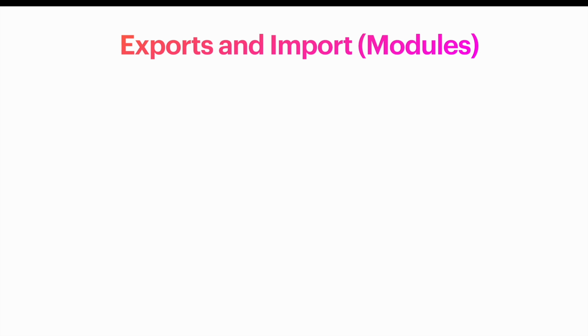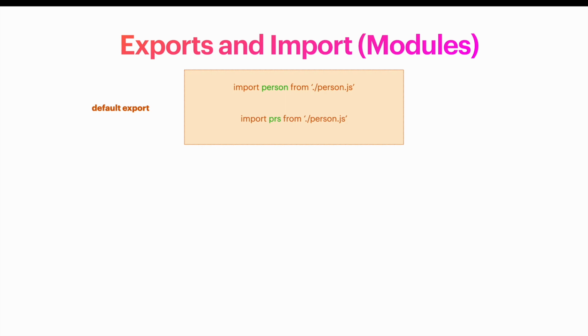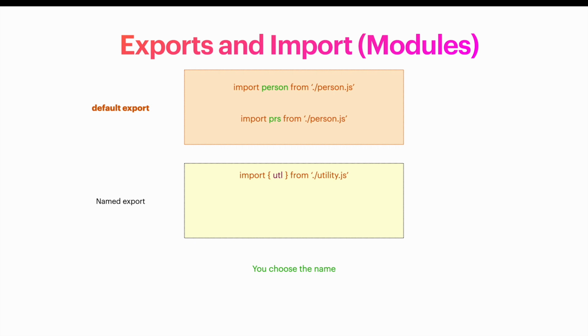So now let's dive deeper into export and import. As I said, one component can have a single default export, and we can give any name of our choice in the import statement. Like here we have given person, and in another statement we have given PRS. And then we have our named export, where we have to maintain the same name in both components. Like here we have given UTL.